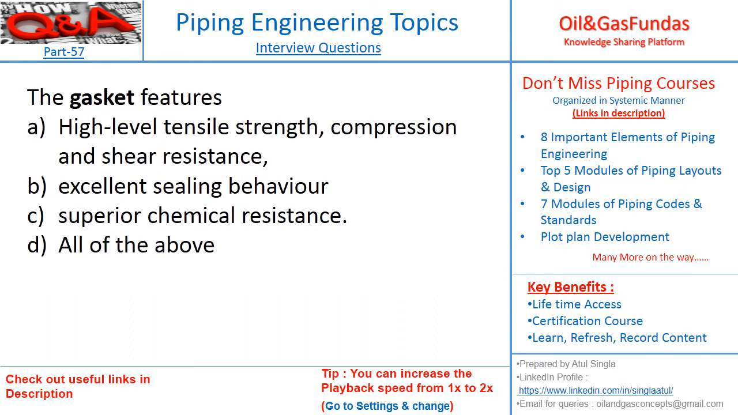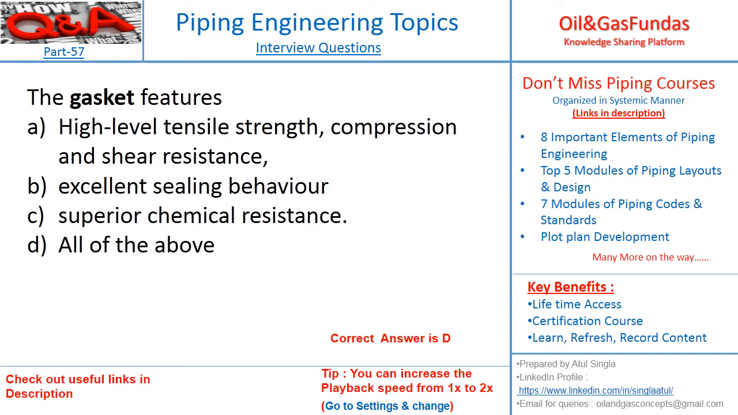A gasket features high level tensile strength, compression and shear resistance, excellent sealing behavior, superior chemical resistance, all of the above. The correct answer is D. We are talking about the properties of gasket.